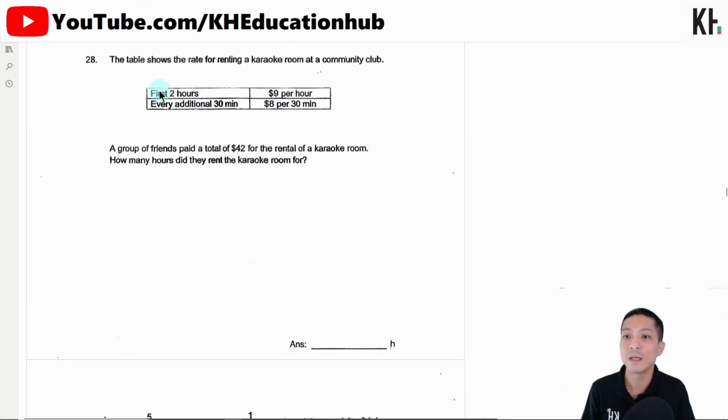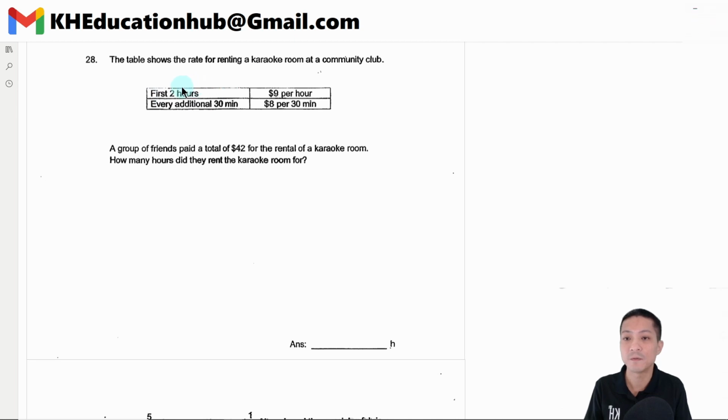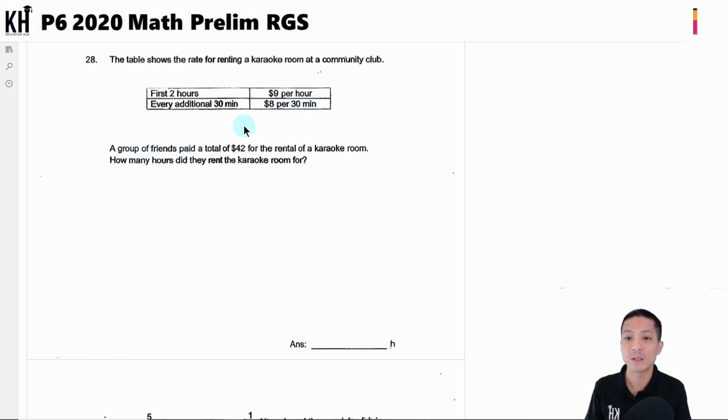Okay, question 28. The table shows the rate of renting a karaoke room at a community club. So the first 2 hours will be $9 per hour. Every additional 30 minutes will be $8 per 30 minutes. A group of friends paid a total of $42 for the rental of a karaoke room. How many hours did they rent the karaoke room for?